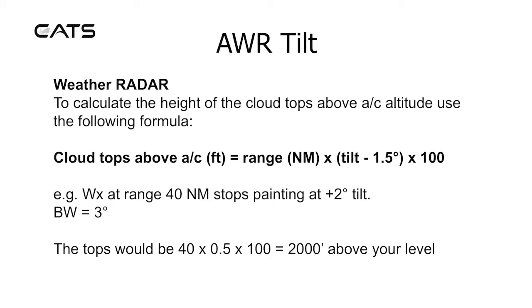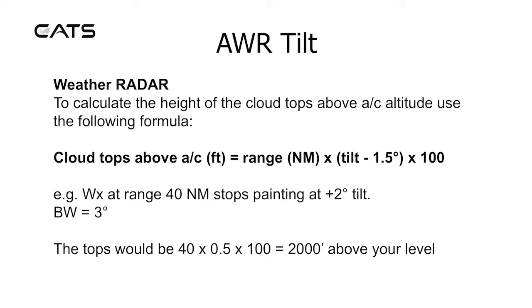Airborne weather radar tilt. To calculate the height of the cloud tops above an aircraft, use the following formula. Cloud tops above aircraft in feet equals range in nautical miles multiplied by tilt minus 1.5 degrees multiplied by 100.